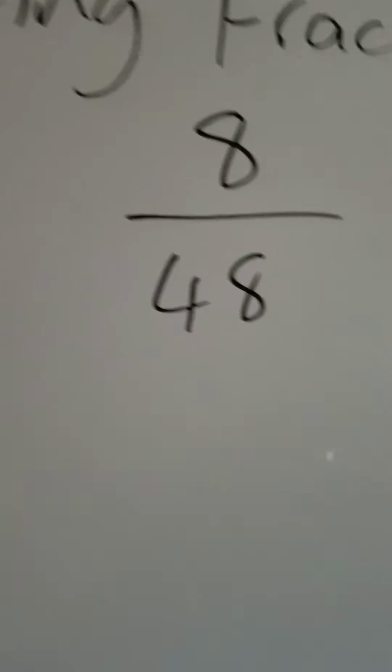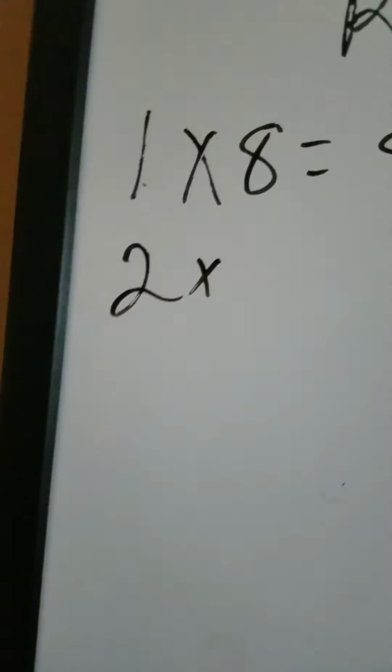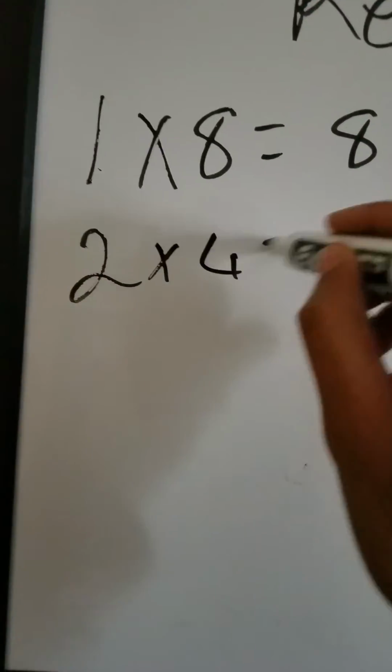I always like to start with 1, and then we work our way counting up to 10 to see all the factors. So what I mean is I say 1 times what gives me 8. 1 times 8 gives me 8. Then 2 times what gives me 8. See, I'm counting 1, 2, 3 going up in order. 2 times 4 gives me 8.